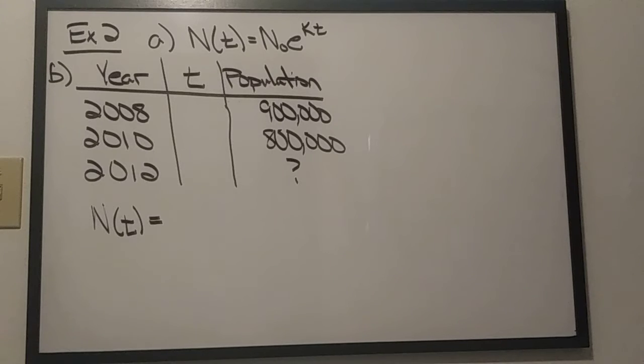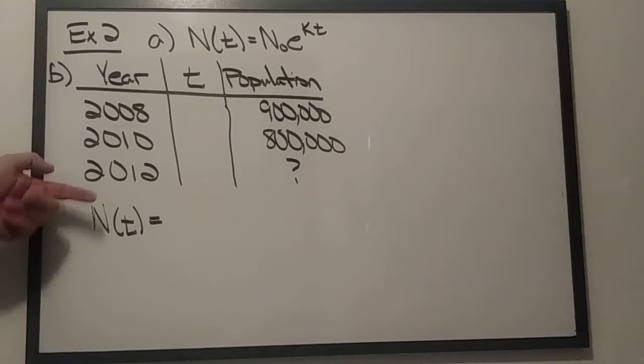As you look at part B, you're going to see that the population is going downhill as the time goes on. That means that this is going to be an exponential decay problem. So our k value then is going to have to be a negative value. So now that we know that, we can go ahead and move forward with this exponential decay problem.